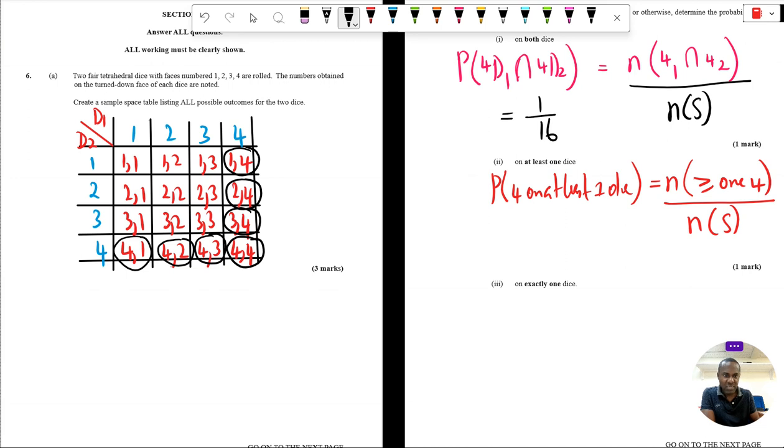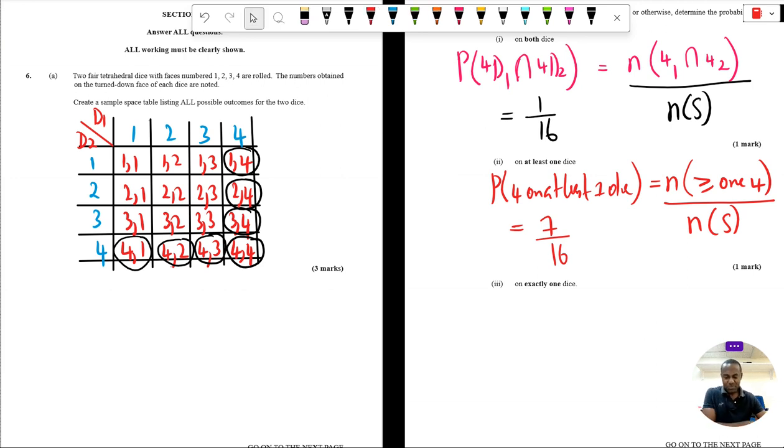That should be on at least 1 die, but anyways, on at least 1 die would be equal to 7 over 16, right? Good. So the probability of obtaining a 4 on at least 1 die, because die is singular, dice is plural, right, is 7 over 16, all right?